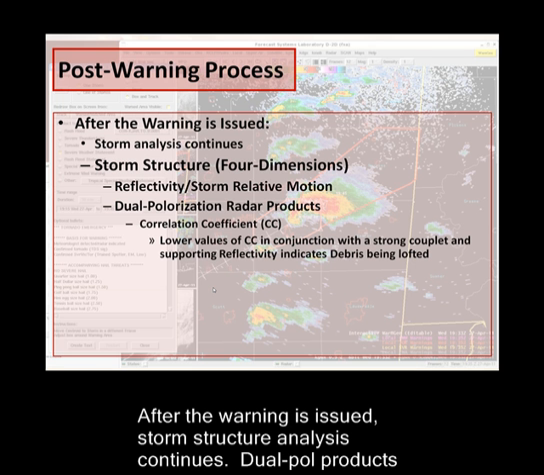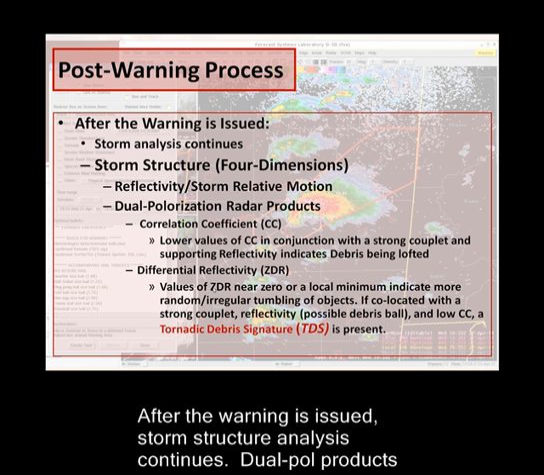Lower values of the correlation coefficient product, or CC, indicate areas where debris may be lofted. So lower values of CC in conjunction with a strong couplet supporting reflectivity indicates debris being lofted. In addition, another dual pole product, known as differential reflectivity, or ZDR, helps indicate, with values of ZDR near 0 or a local minimum, more random or irregular tumbling of objects. So if these values are co-located with a strong couplet, supporting reflectivity where a possible debris ball may be located, and low correlation coefficient, a tornadic debris signature is present.